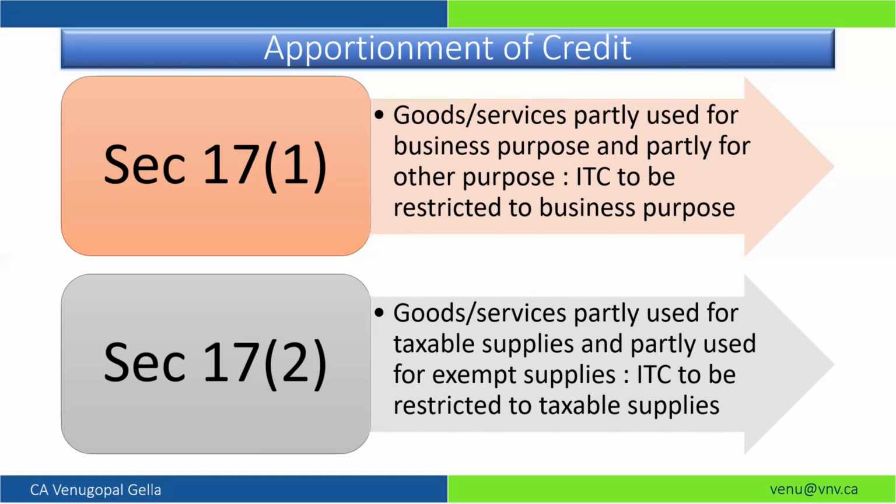In a similar situation, there may be a case where this one-to-one correlation is not possible. That means there may be expenses which are common to both, like auditor, office-related expenses, security service. In that case, it is not possible to divide how much relates to taxable or exempt. So in that situation, the apportionment of credit under Section 17, read with Rules 42 and 43, determines how we should go about availment of ITC.